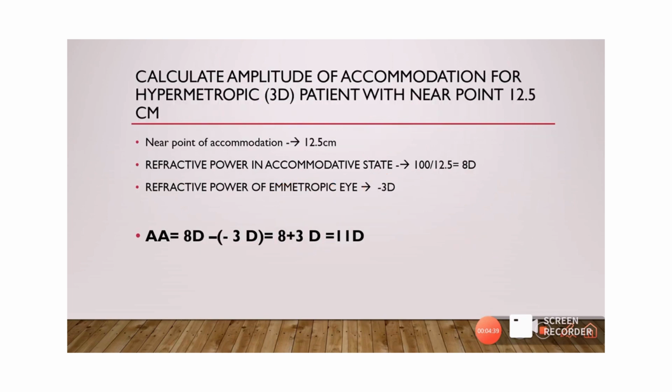Now let us calculate the amplitude of accommodation for a hypermetropic child who has about 3 diopters of error, and the near point, say, in this child is about 12.5 centimeters. As the near point is given, the refractive power in the accommodative state will be 100 by 12.5, so it comes to about 8 diopters, and the refractive power here for the hypermetropic eye will be about minus 3 diopters.